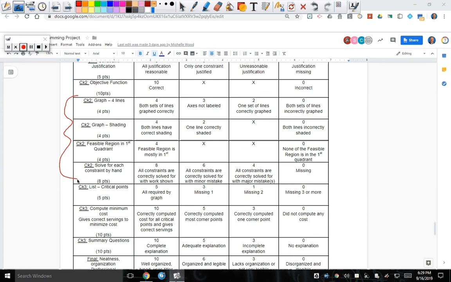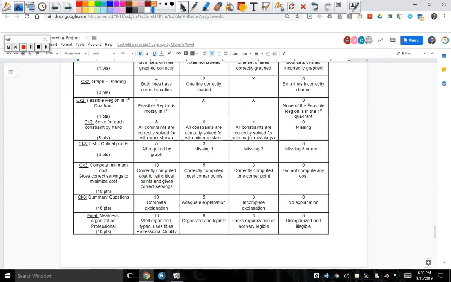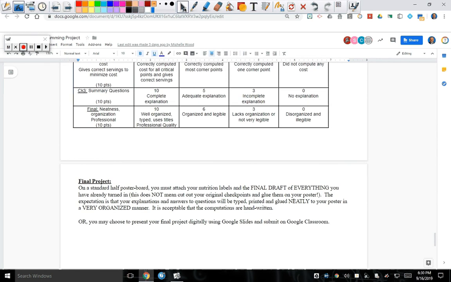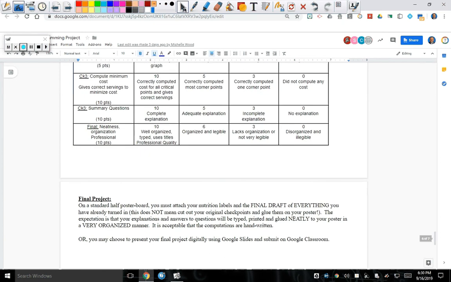Anyway, and then checkpoint 2, those are the rubric for as far as how many points you're going to be able to get whenever you turn in checkpoint 2. Okay, so please, please, please read the rubric. Be very precise with your work. Very neat. I will present these for sure. And you can even tell that there's 10 points from neatness right here. Ultimately, whenever you turn this in, well-organized, typed, uses titles, professional quality. Okay?